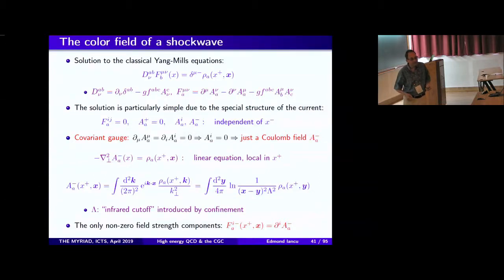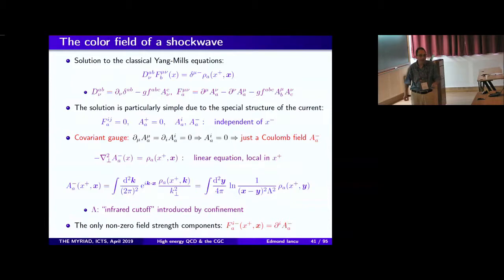In fact, the color glass expectation value, this expectation value over rho, is just summing up over all the possible configurations that would be created in the history of the universe. But each of those is totally frozen during the scattering. Of course, they're not frozen over the history of the universe. They're frozen over the time of the scattering. So when you compute a single scattering, I have no X minus dependence.